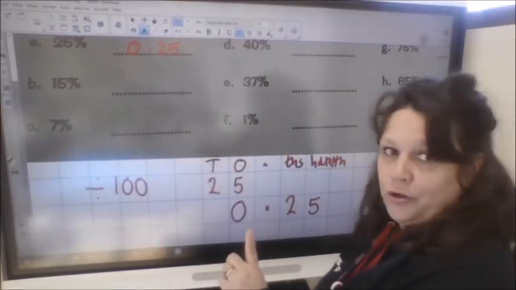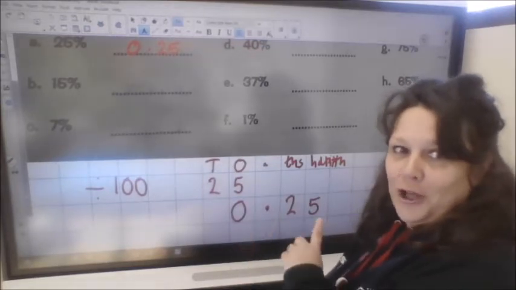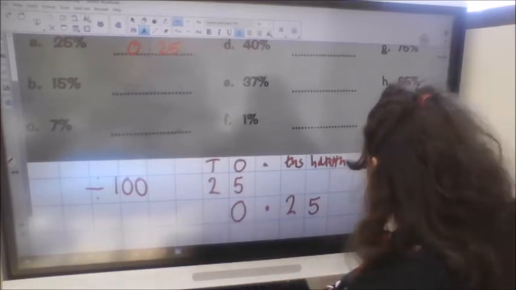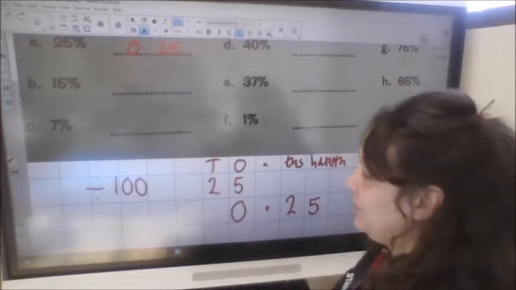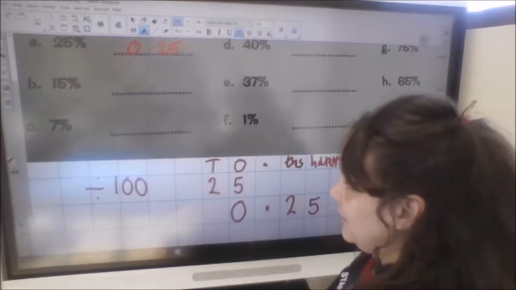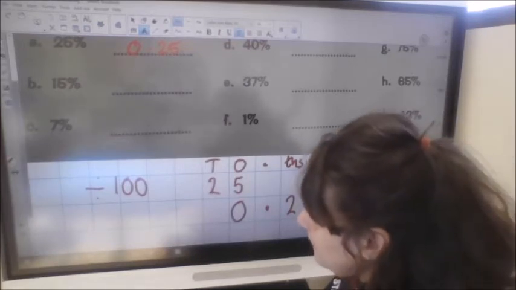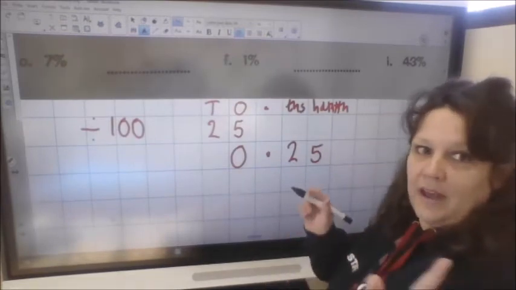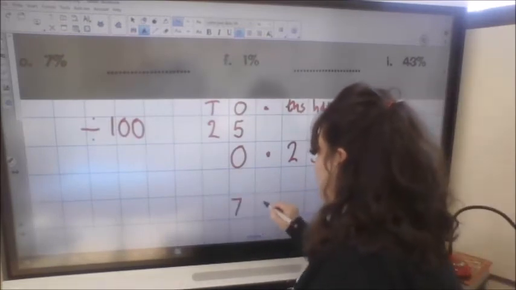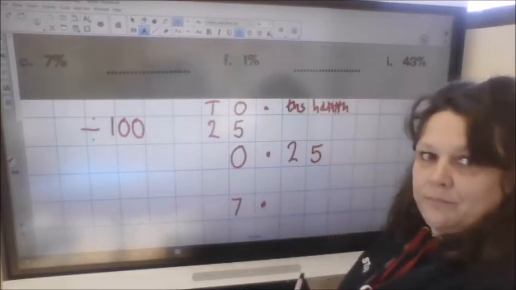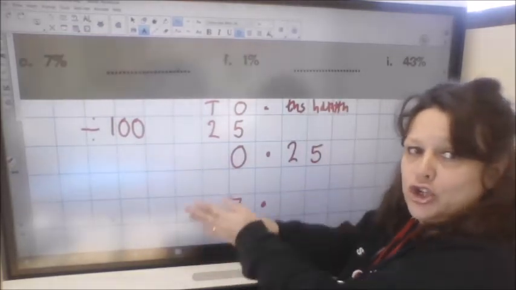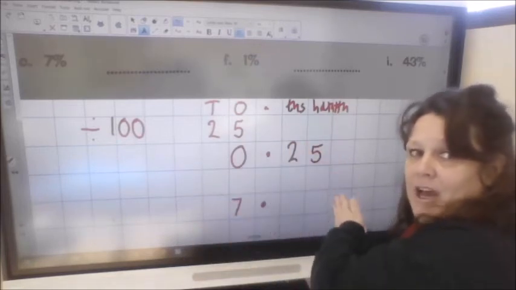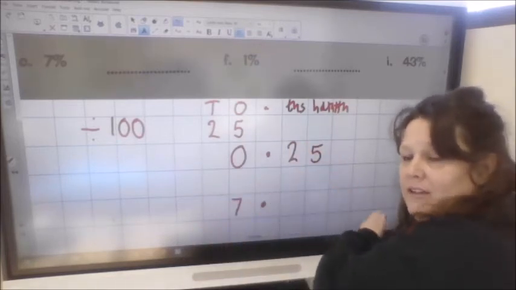Okay, I'll do another one, and then you're going to have a little go at the others on the board. So let me just scroll up again. I'm going to do the 7% now. So 7 this time. So 7%. Put my 7 there. Okay. And it's going to move 2 places now. My 7 digit. I'm dividing by 100, so it's going to go 2 places to the right.